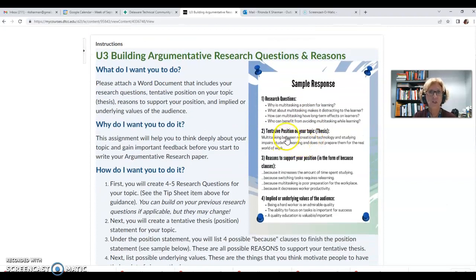Next, you're going to create your position on your debatable topic. This will be the thesis for your Unit 3 argumentative research paper. So now you can pick a side. Please state your position as a complete sentence.